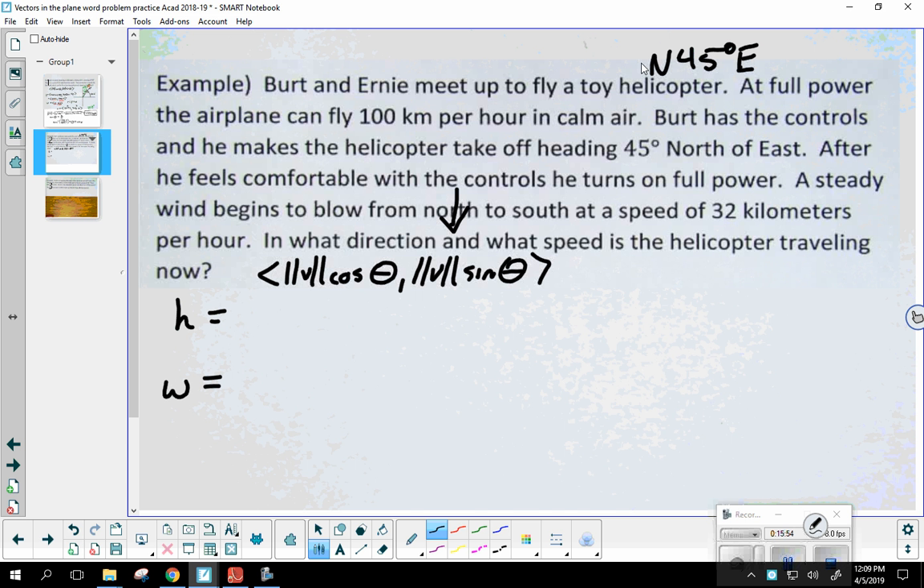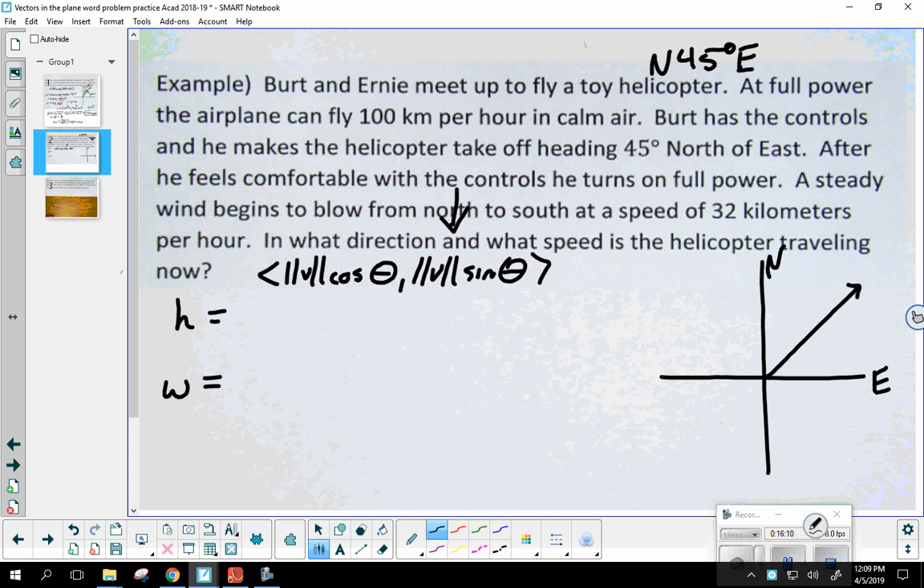Okay, it's 2 minutes. I'm going to go ahead and stop it there. Let's see if we're all on the same page. Okay, so let me go ahead and redraw this diagram right here. We know we're going to be in quadrant 1. Now, it says the plane takes off north 45 degrees east.